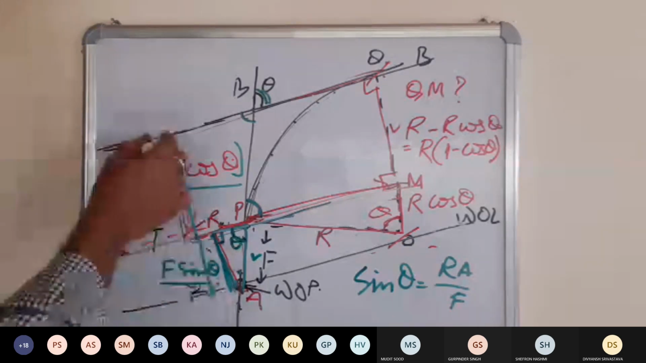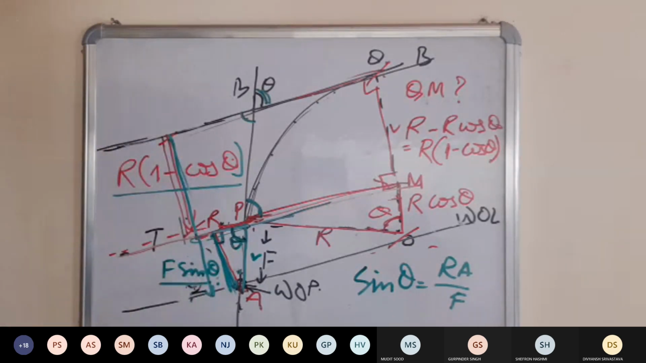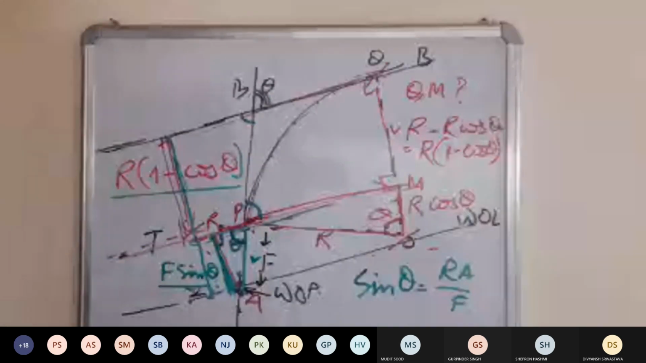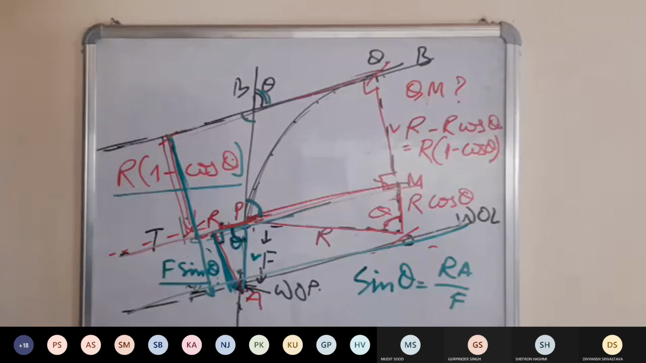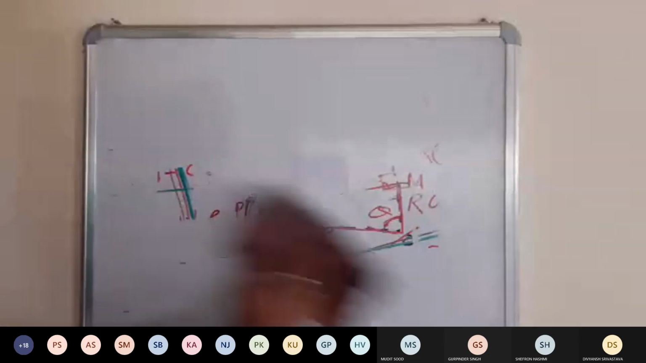So यहां से यहां तक R into 1 minus cos theta और यहां से यहां तक F sin theta. So total distance कितना हो गया? This plus this. हो गया या नहीं? Yes, sir. And that is what we say. At this distance away, we draw this line which is wheel over line, और जहां पे ये intersect करता है initial course को, that is known as wheel over point.